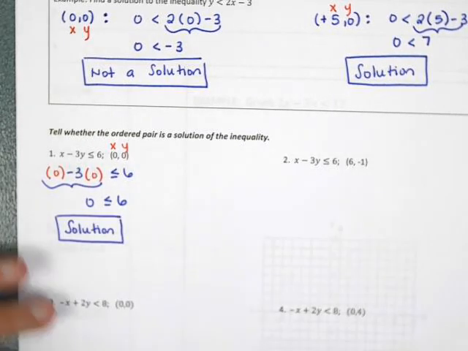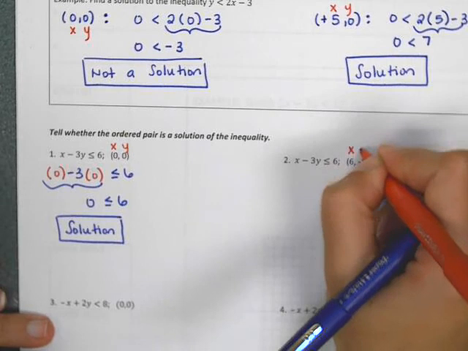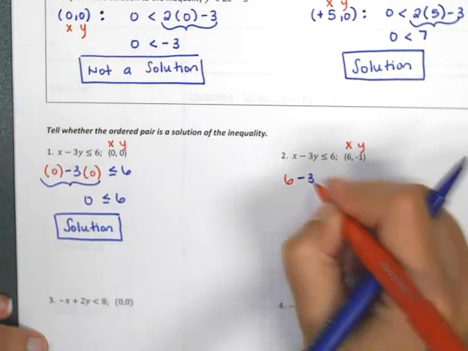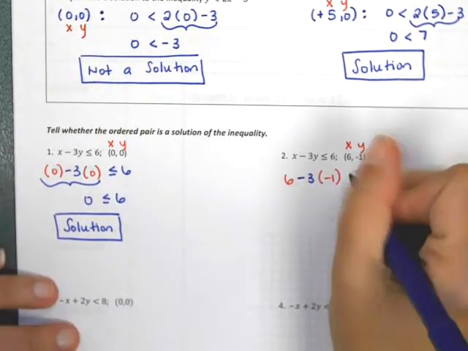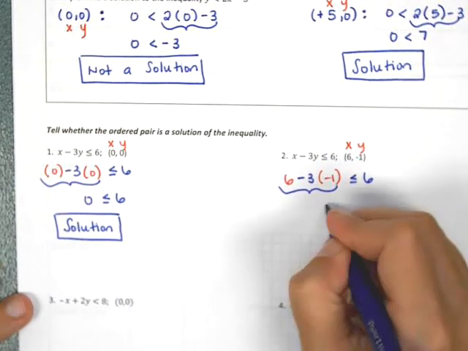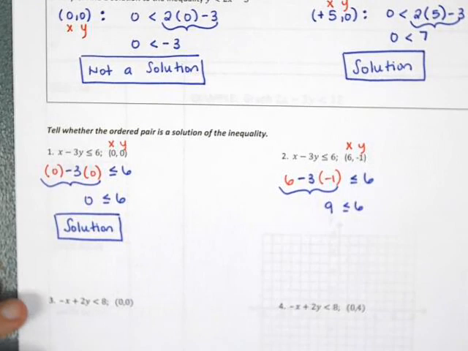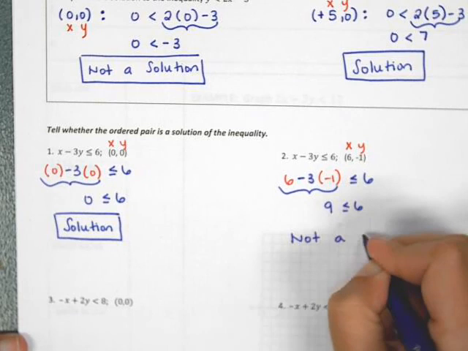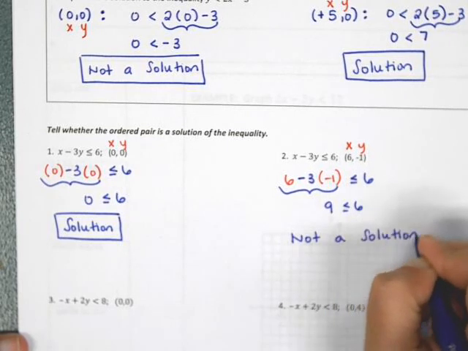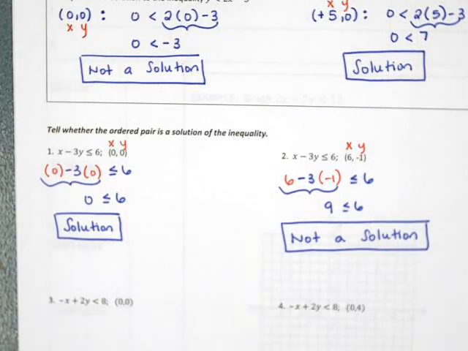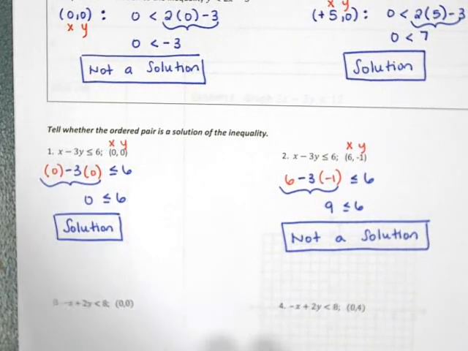Let's try another example. So we've got x and we've got y. If we plug those in, we get 6 minus 3 times negative 1 is less than or equal to 6. Now 6 minus 3 times negative 1 makes 9. 9 is not less than or equal to 6, so we would say that this is not a solution. We can come back tomorrow and do examples 3 and 4 if you're still having trouble, but really all you're going to do here is plug in numbers and see if they actually make a true answer.